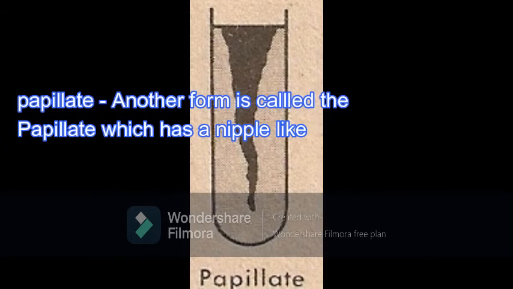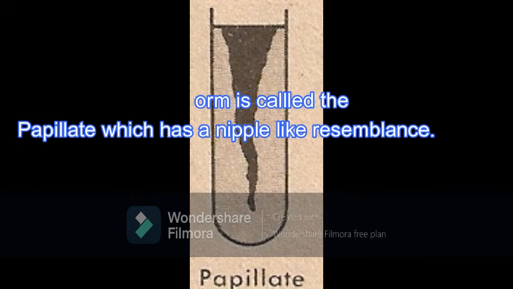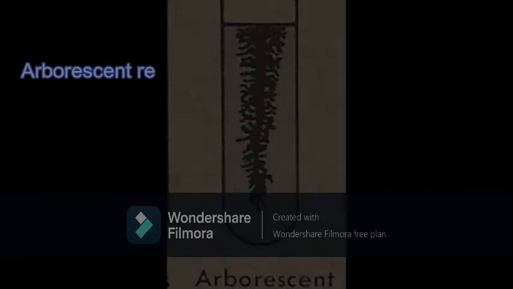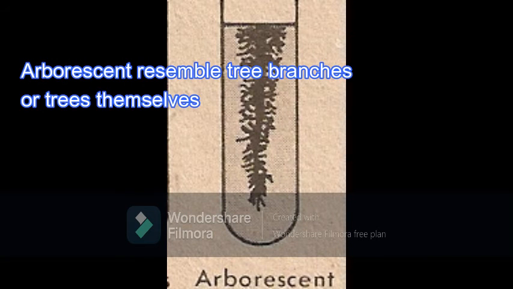The next form that we look at is papillate, which has a nipple-like resemblance. Next one is villus form, and they're called villus because they are covered with villi. The next one is arborescent, and they resemble tree branches, or trees themselves.